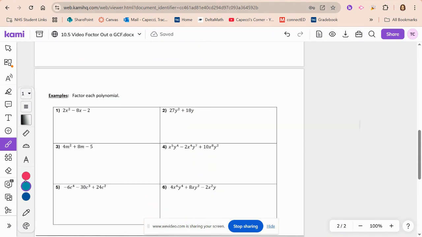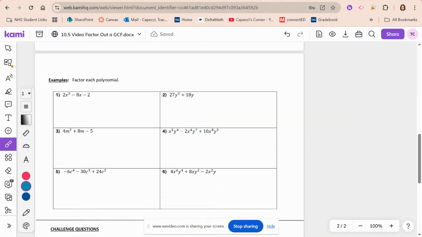Okay, let's take this a step further. We're going to factor each polynomial. In number 1, I realize that 2 goes into each of those terms. So that's going to be my greatest common factor with the number. When I'm looking at the variable, I have an x here, an x in my second term, but I don't have any x there. So I can't factor out an x. Therefore, my greatest common factor is just 2. Whatever number I pull out, I'm going to divide into each term. That gives me x squared minus 4x minus 1. And that's my simplest version right there.